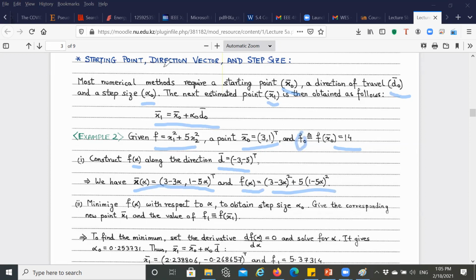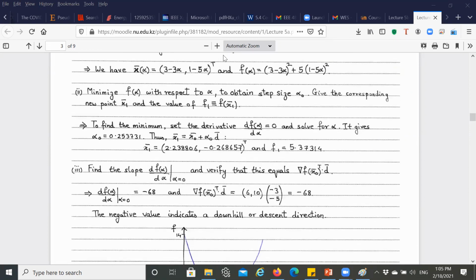Okay, I have to clear and move down. So what I'm trying to do is minimize this function with respect to alpha, because I want to find an alpha point which will take me to some point where the functional value is minimum as compared to the starting point. If I minimize this with respect to alpha, I would get the minimum step size I need to jump in that direction.